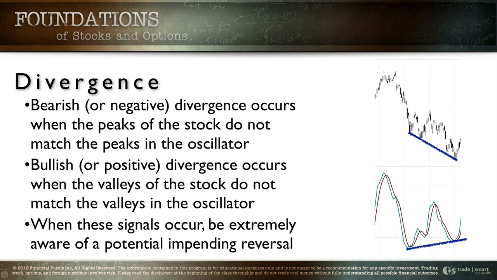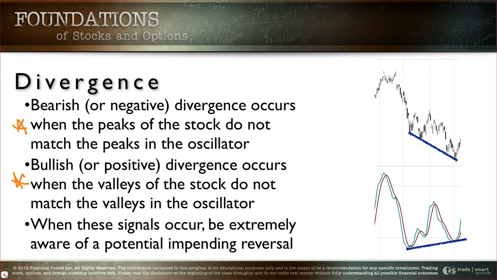Bearish divergence, also referred to as negative divergence, appears when the peaks of the stock do not match the peaks of the oscillator. Bullish divergence, or positive divergence, occurs when the valleys of the stock do not match the valleys of the oscillator.